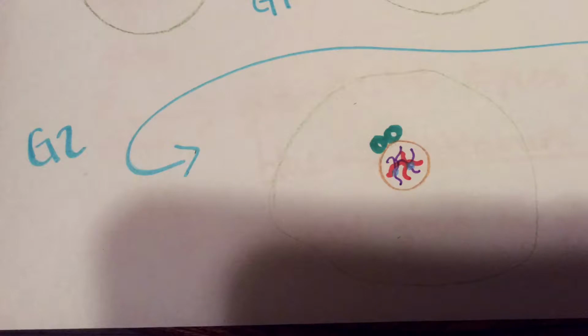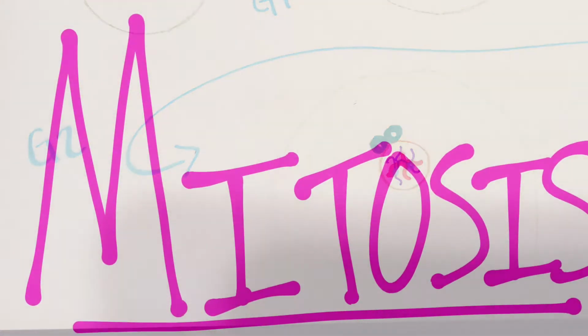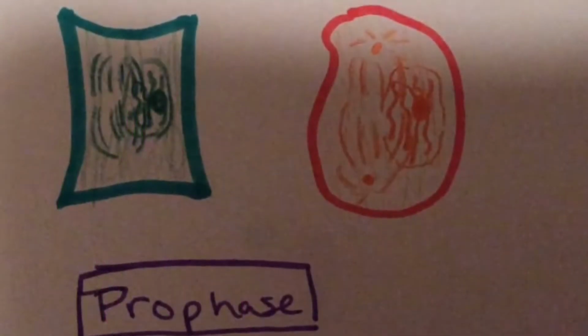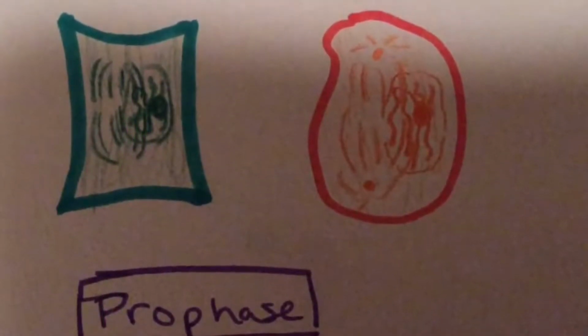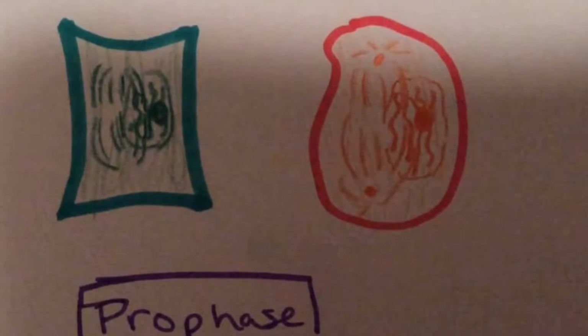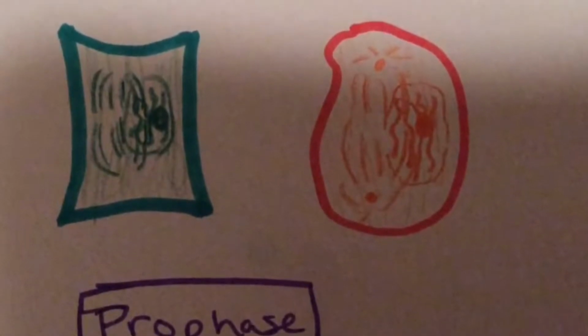In the last growth phase, which is called G2, the cell is now ready for mitosis. During prophase, DNA coils tightly to form visible chromosomes. The nuclear membrane dissolves and the nucleolus disappears.